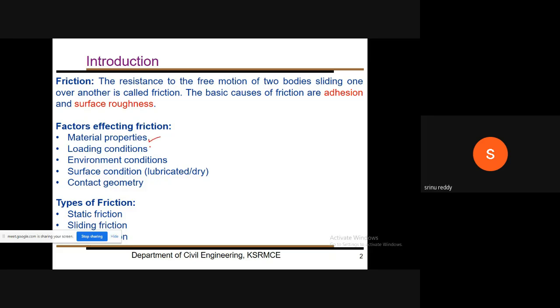Material properties, loading conditions, environmental conditions, and surface conditions. Different parameters are there. Here, I'm concentrating on the environmental conditions. In these environmental conditions, temperature is the major factor, because temperature changes both the mechanical properties and the chemical properties of any material.